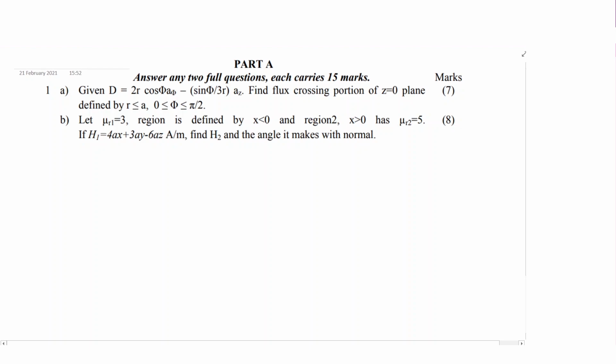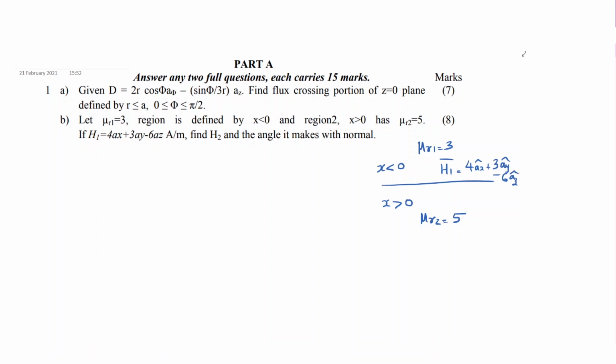In the second part of the problem, we can just note it. It represents two regions. Region 1 where x is less than 0, and region 2 where x is greater than 0. Okay. And mu r1 is given as 3 and mu r2 is given as 5. And H1 is given as 4ax plus 3ay minus 6az.